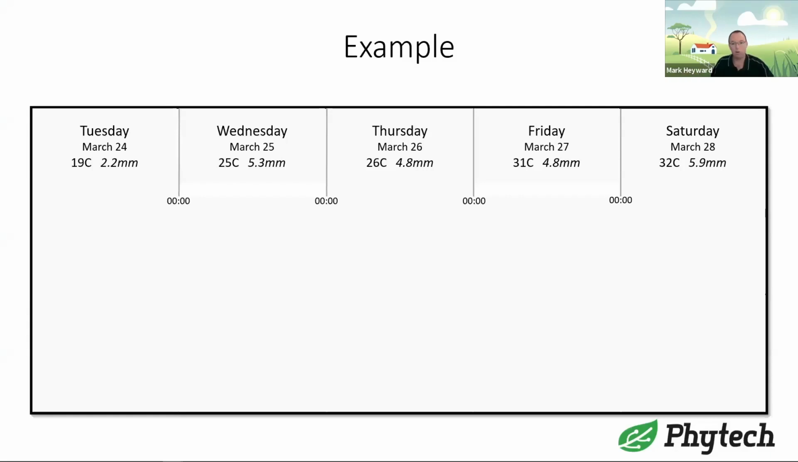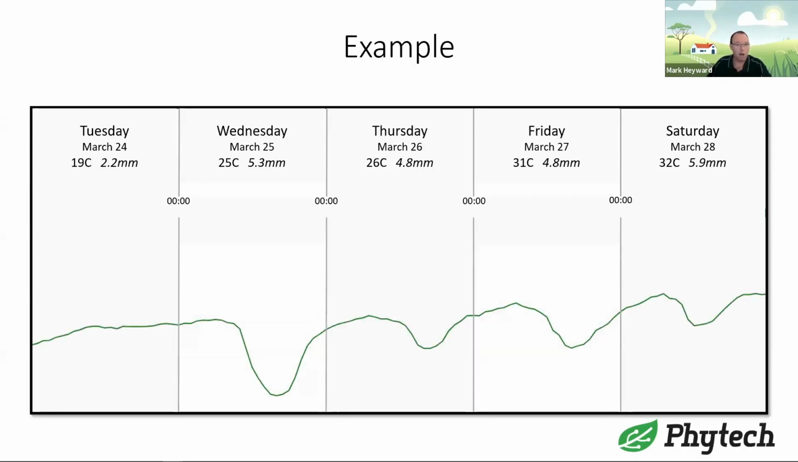Now, to bring all those three pieces together and to show you how we can make that learning cycle a lot quicker or a lot shorter, this is our timeline again back in March. We've got the evapotranspiration data shown there below the date, so 2.2 millimetres on Tuesday, up to 5.9 millimetres on Saturday. We'll bring in the plant data first.